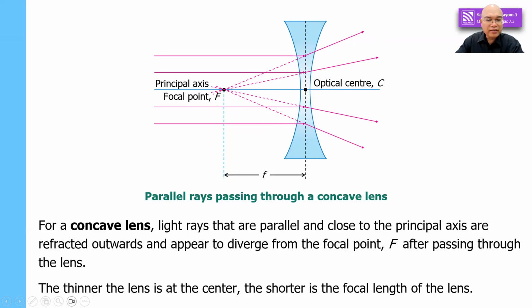So the thinner the lens is at the center, the shorter is the focal point of the lens, this focal point. So the thinner this one becomes, the shorter. So this is the length.